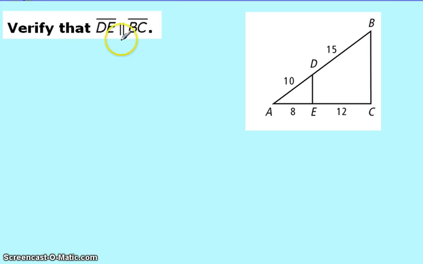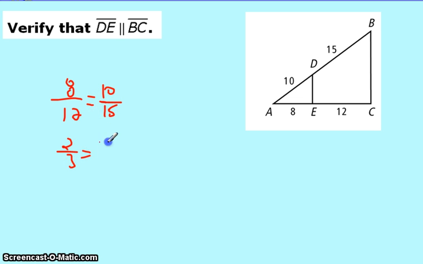Okay, see if we got an example. Verify that DE is parallel to BC. So all I'm going to do is put 8 over 12 equals what? 10 over 15. So a couple ways I could do this, but I think I'm just going to reduce the fractions here. So if I pull a 4 out, I'll have a 2 over 3, and pull a 5 out, I'm going to have a 2 over 3.